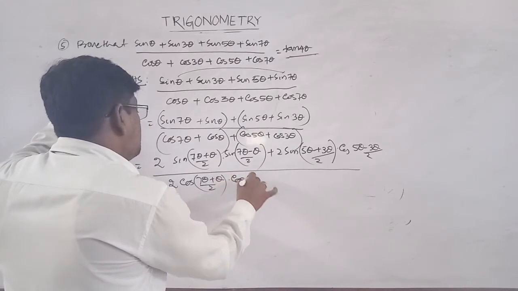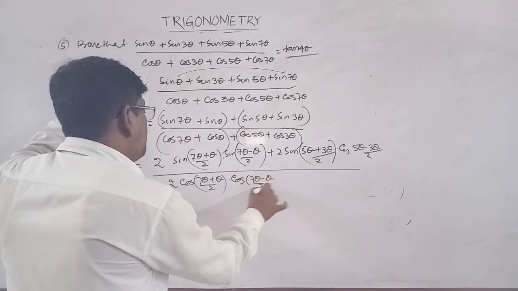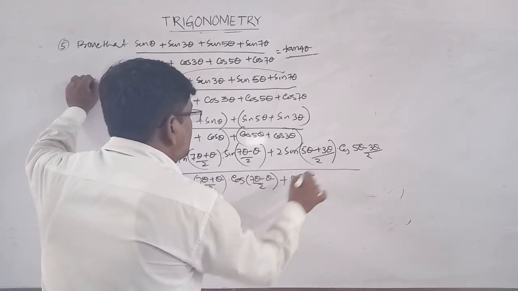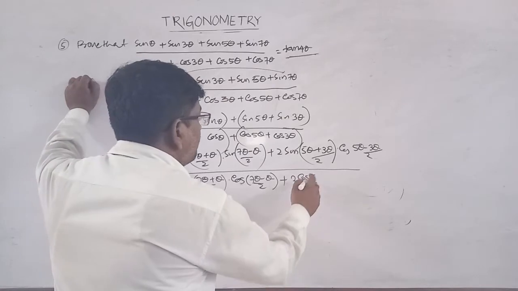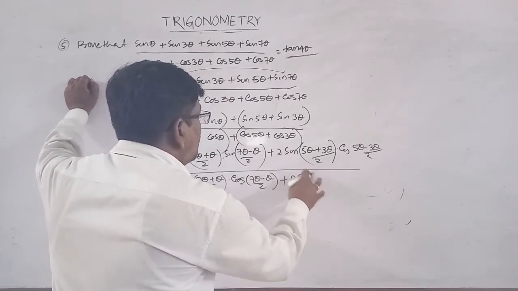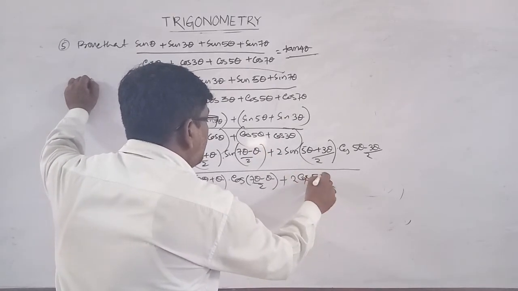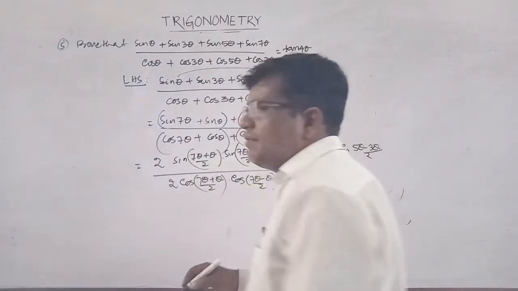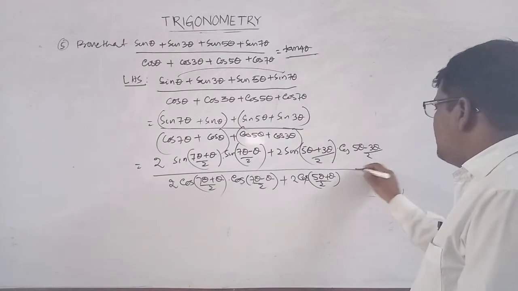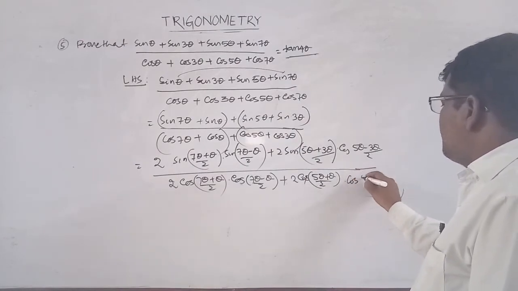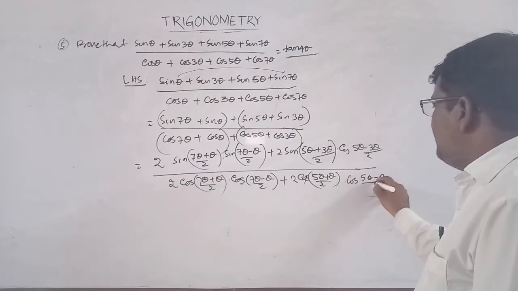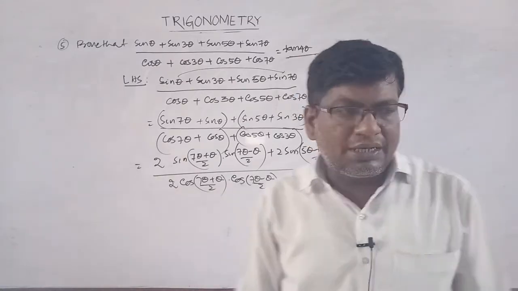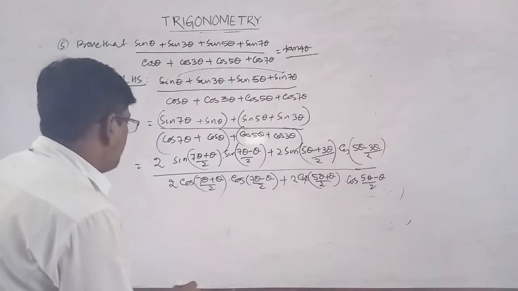Cos 7 theta minus theta by 2, plus 2 cos what? 5 theta plus theta by 2, and this is cos 5 theta minus theta by 2. Okay, so this is equal to what?